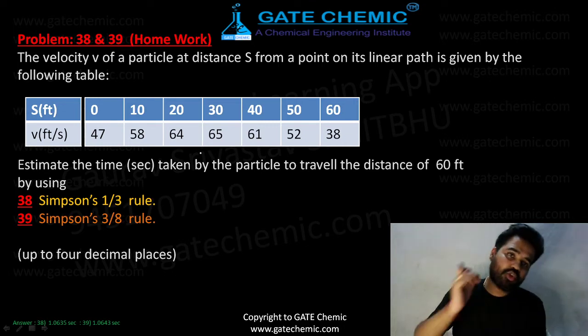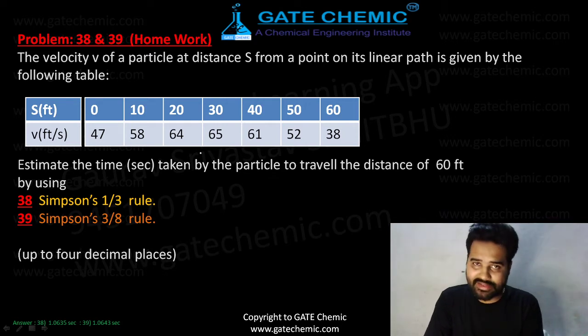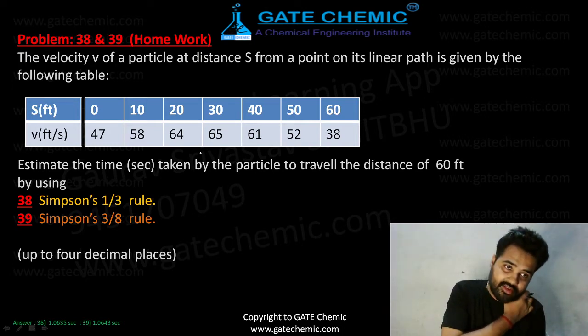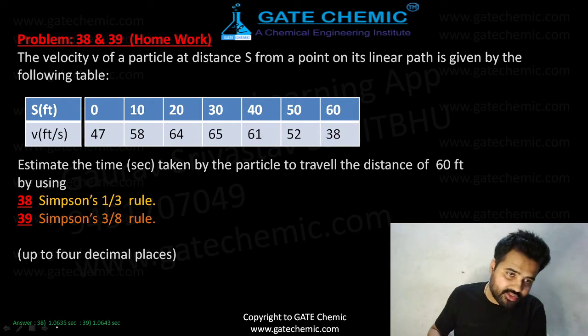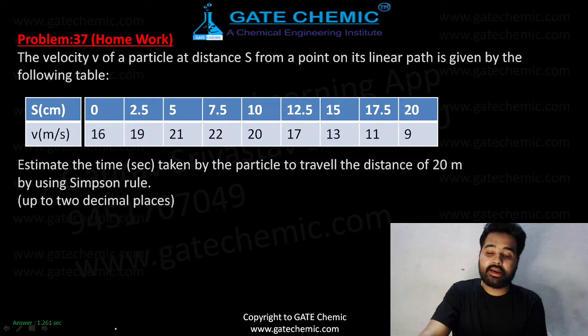Two more beautiful homework problems, based on your problem number 36. The velocity v of a particle at distance s from a point on its linear path is given by the following table. Estimate the time taken by the particle to travel the distance of 60 feet by using first Simpson's one third rule, and second Simpson's 3 by 8 rule. The answer to 38 is 1.0634, and to 39 is 1.0643. Okay beta, I hope you all enjoyed this beautiful problem, and they can ask you this type of problems too. This is an important one, beta.